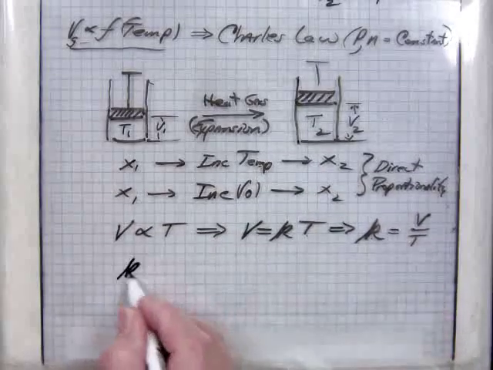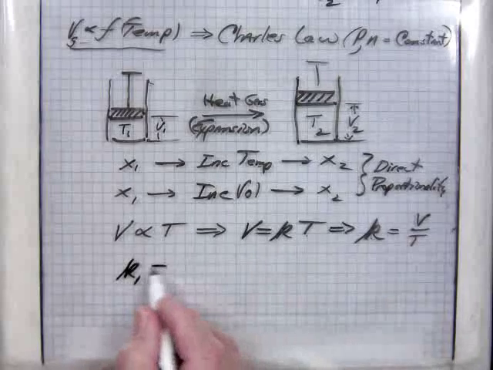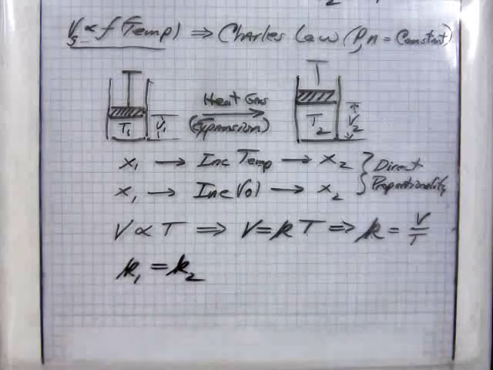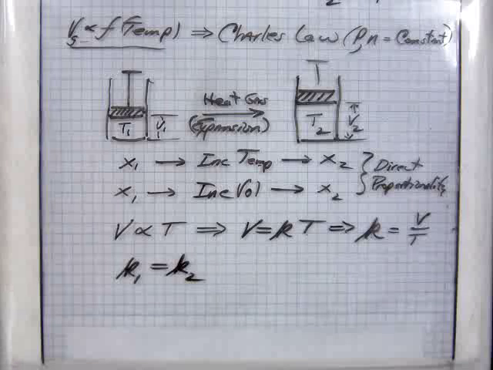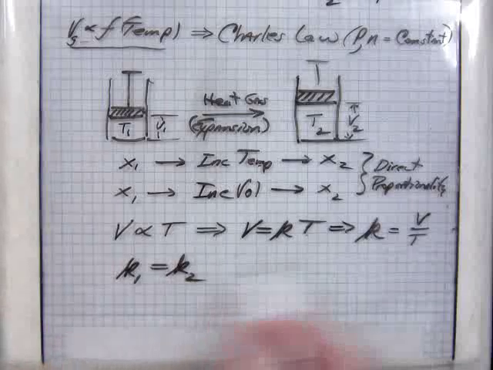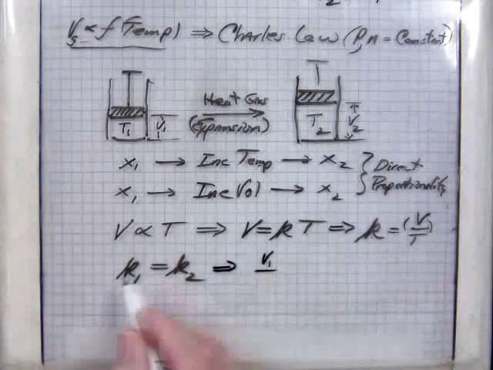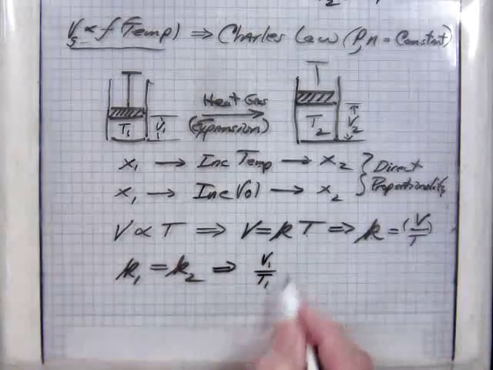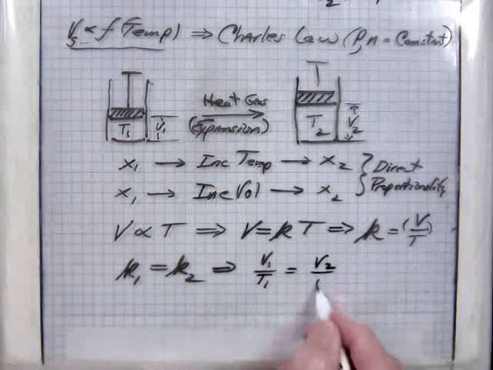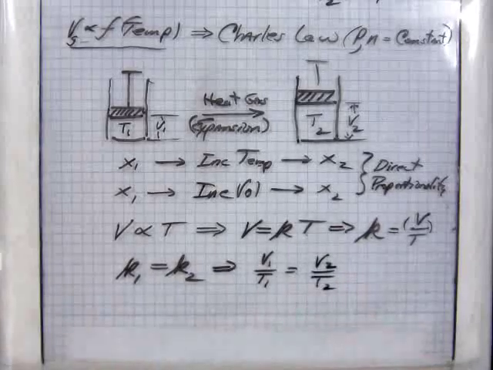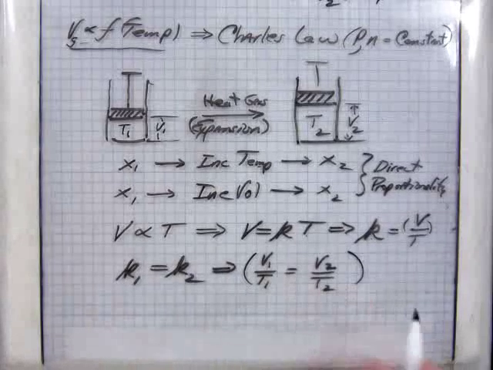Now, K in case 1 will always equal K in case 2. Always. Now, we don't care what the number is. We just know it's the same. Because if this is true, then we have V1 over T1 equals V2 over T2, like that. Straight out. This is the empirical Charles' law formula.